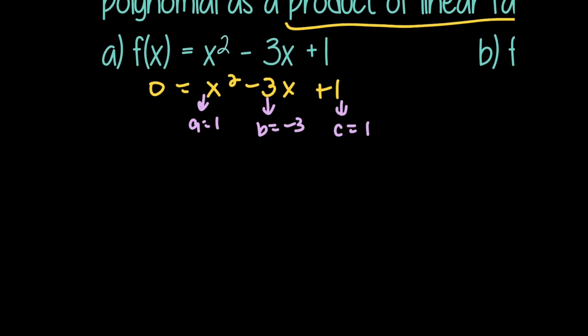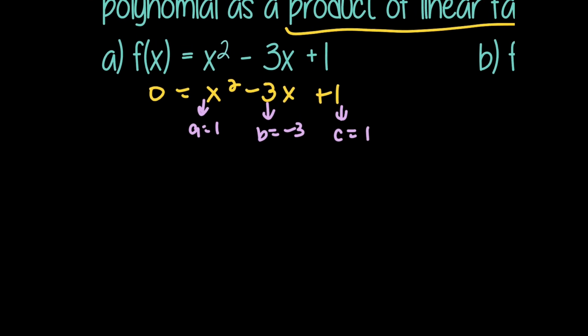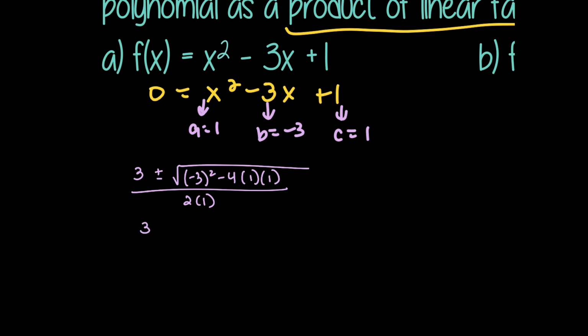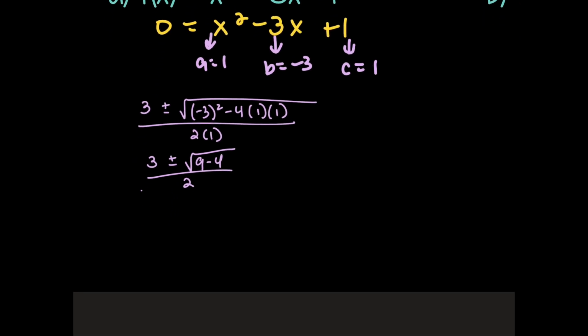So I would get negative b, which becomes positive, or sorry, -3, which becomes 3, plus and minus the square root of -3 squared minus 4 times a times c, all over 2 times a. That's 3 plus and minus the square root of 9 minus 4, over 2. And I get 3 plus and minus the square root of 5 over 2.